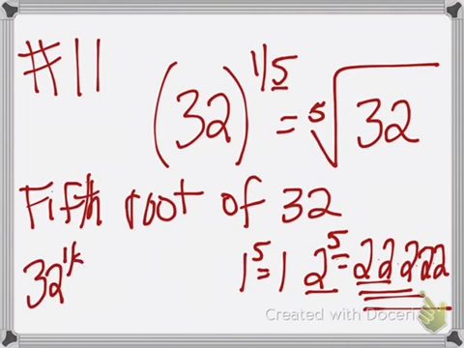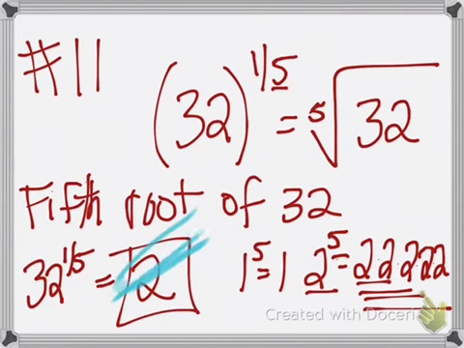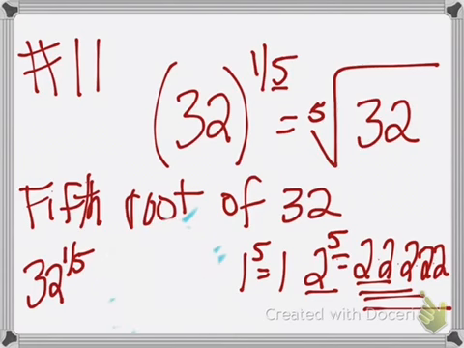So 32 raised to the 1/5 equals 2. That's our answer. Oh, I didn't mean to cover that up. I thought I was just going to highlight it. Oh, well. So our answer is 2. That's prettier.